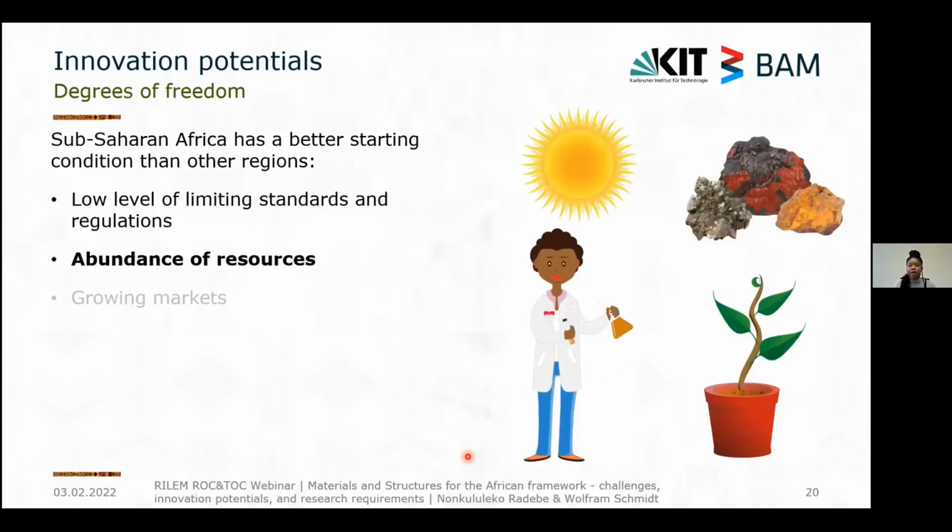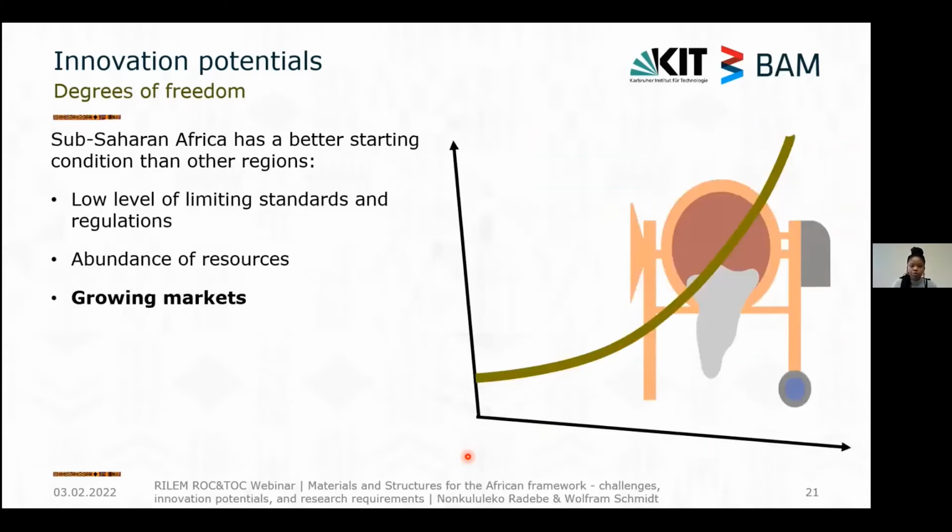And as we know, we have an abundance of resources, like many things that come naturally within the African continent, and we can really harness this to grow. And of course, we also have growing markets. Despite the pandemic in the past 2 years, this is still a positive thing, and this continues to happen.